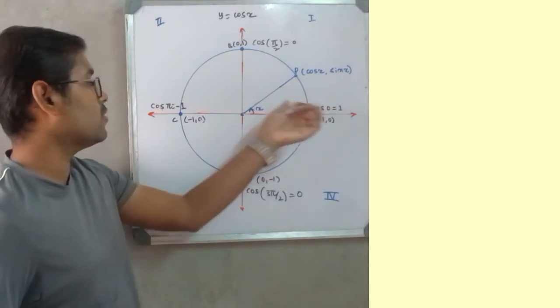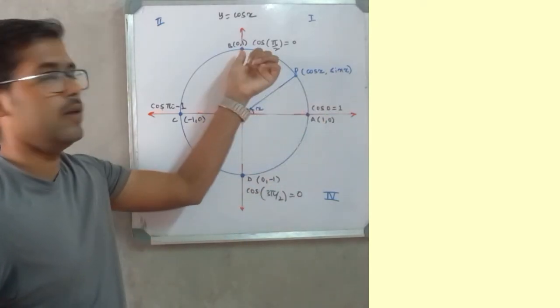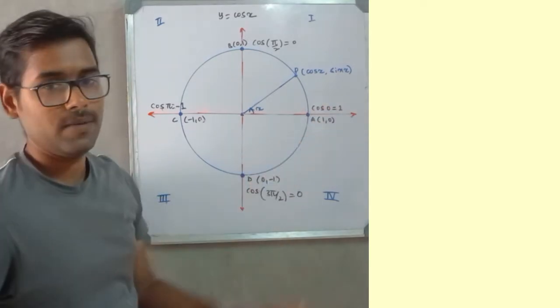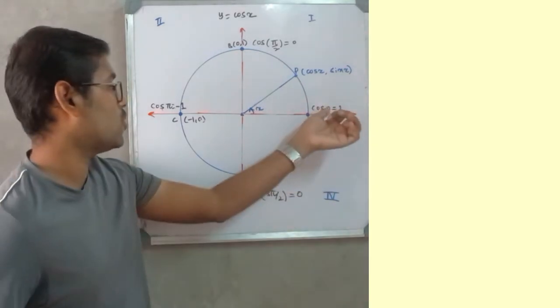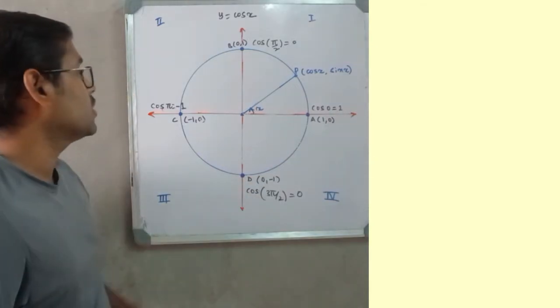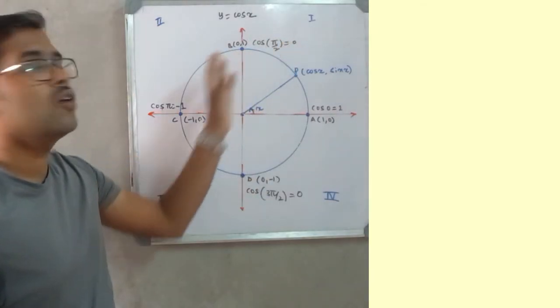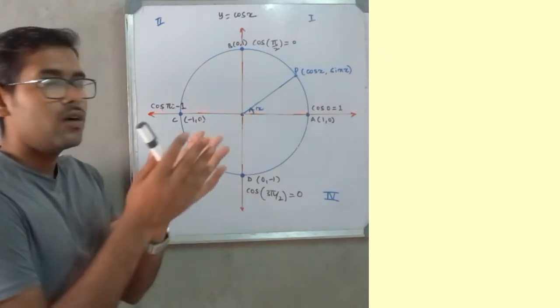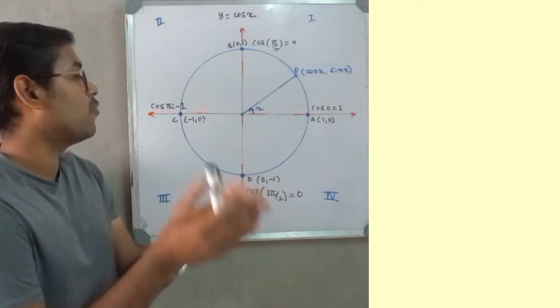Now in the first quadrant, the value of x varies from 0 to pi by 2. At x is equal to 0, cos 0 is 1. Similarly, at x is equal to pi by 2, cos pi by 2 is 0. So in the first quadrant, the function cos x varies from 1 to 0.